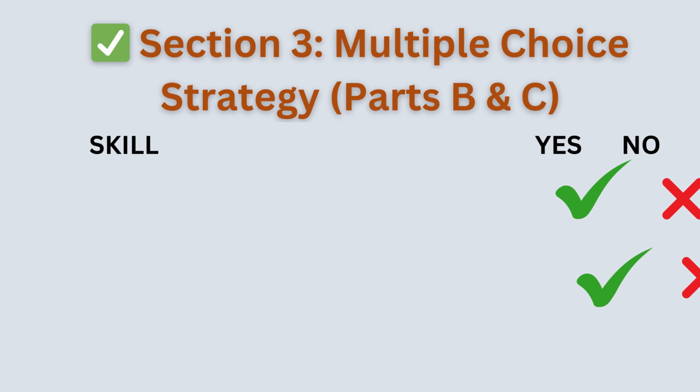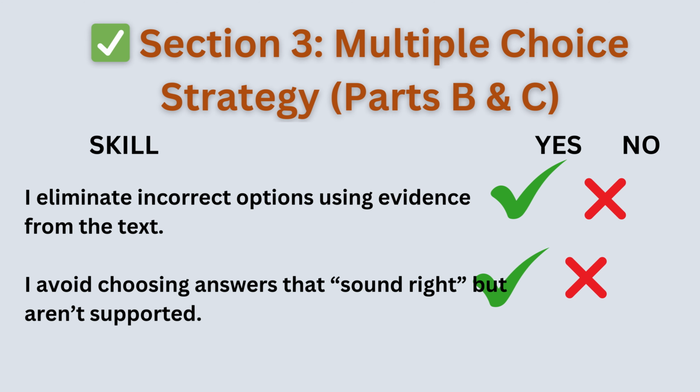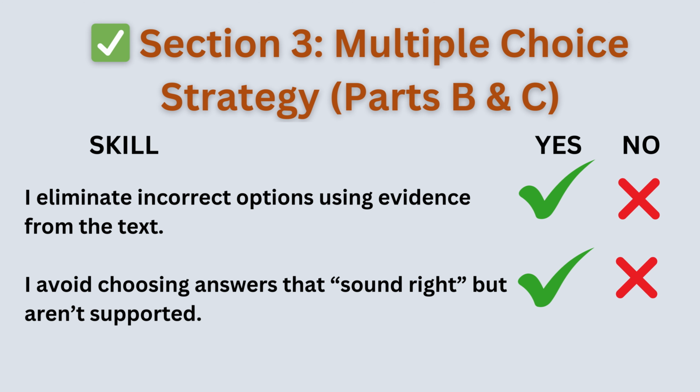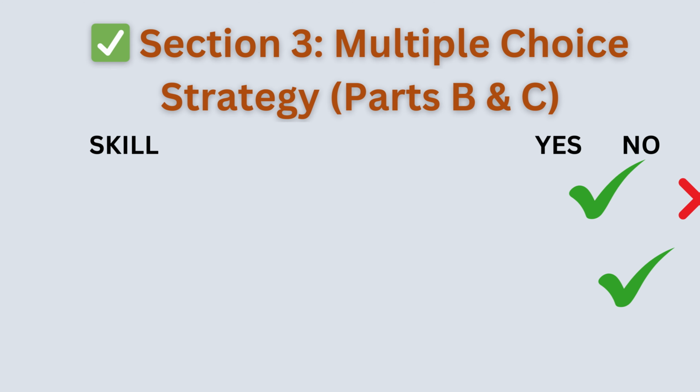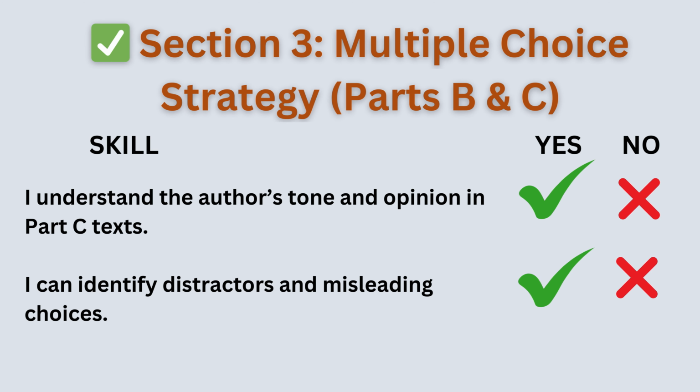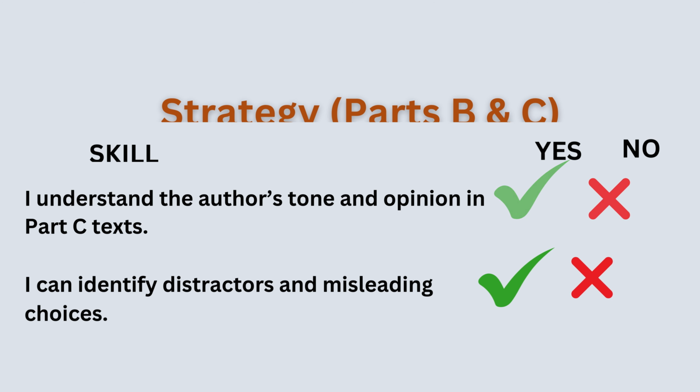Section 3, related to multiple choice strategy for Parts B and C. I eliminate incorrect options using evidence from the text. I avoid choosing answers that sound right but aren't supported. I understand the author's tone and opinion in Part C texts. I can identify distractors and misleading choices.